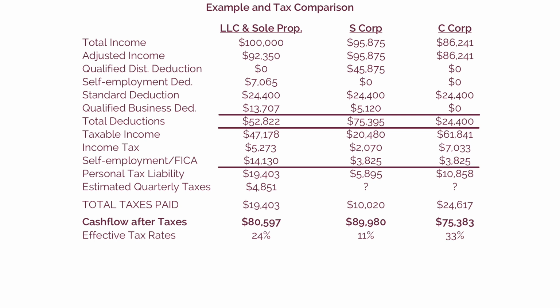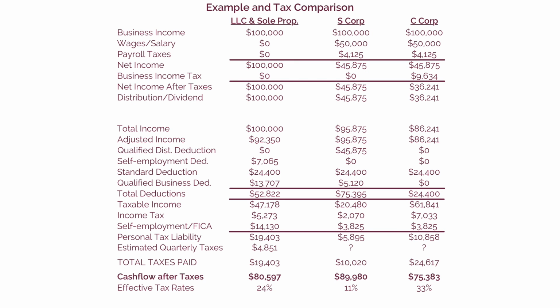The last thing I want to show you is the personal cash flow. So we started with $100,000 of net income for the business, and then how much that actually flows through after the tax impact. The sole proprietor and LLC get $80,597 coming through. The S corporation actually gets the most cash after tax at $89,980, and the C corporation the least cash after taxes, at $75,383. And you can see the effective tax rates shown here too. So you can see which entities in this example worked out the best and which ones didn't.